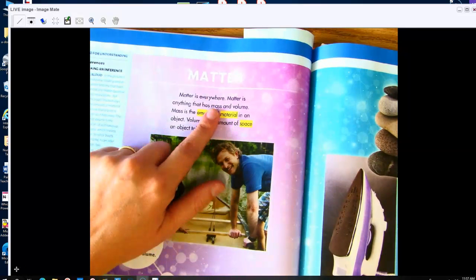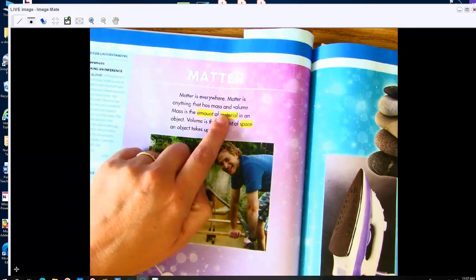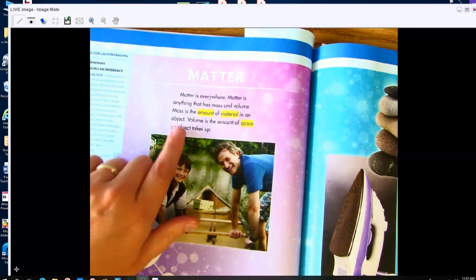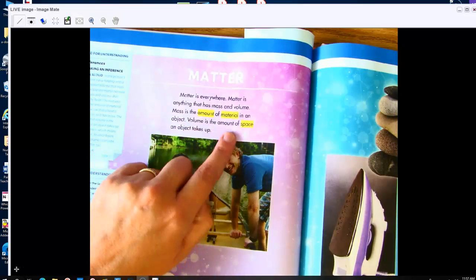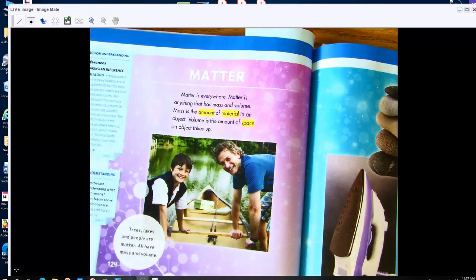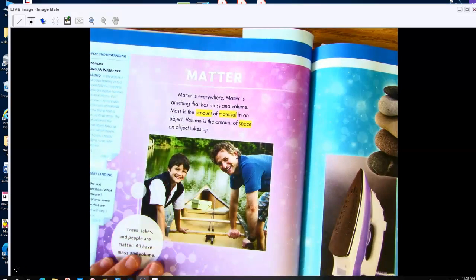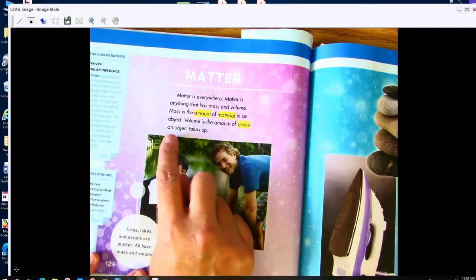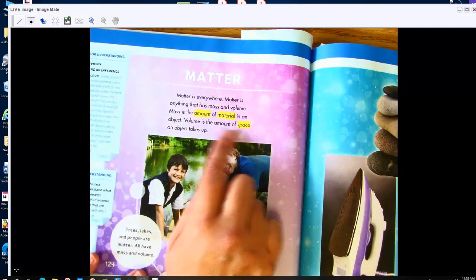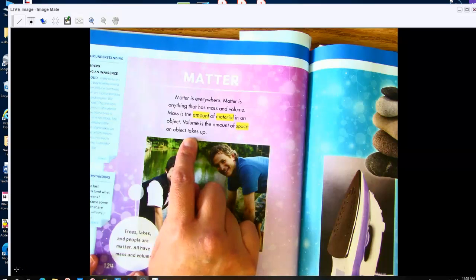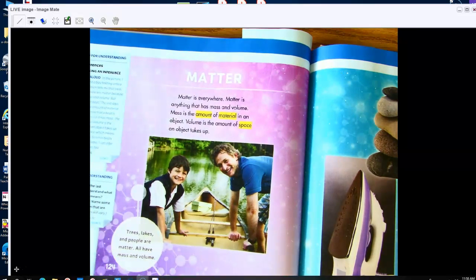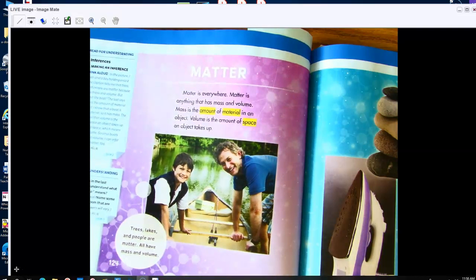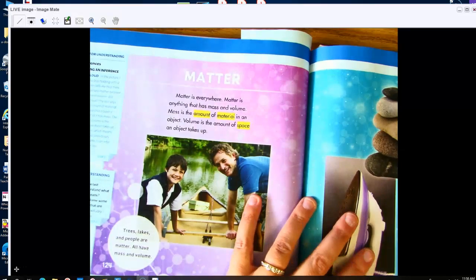Matter is everywhere. Matter is anything that has mass and volume. Mass is the amount of material in an object. Volume is the amount of space an object takes up. So we maybe didn't know what space means. We could look around here at the words. Is the amount of space an object takes up. Well, space must mean takes up, right? Takes up air. Like our bodies take up space because they take up air. Okay, so that would help us know what space means.